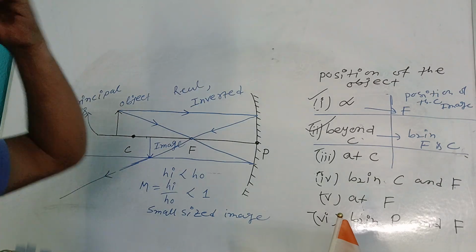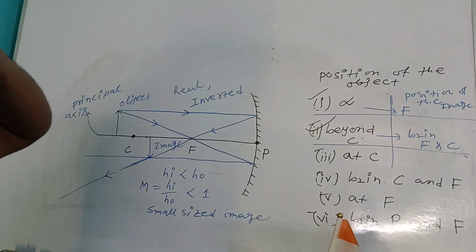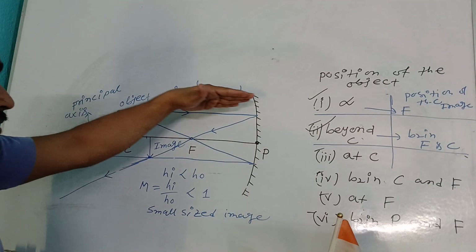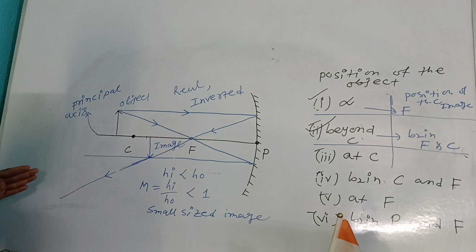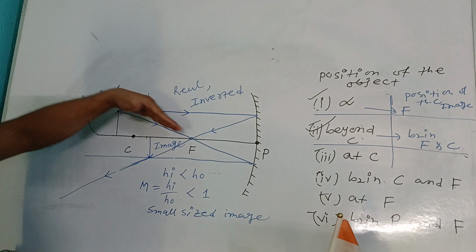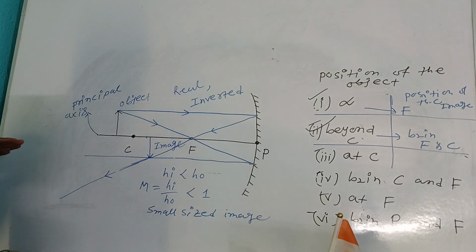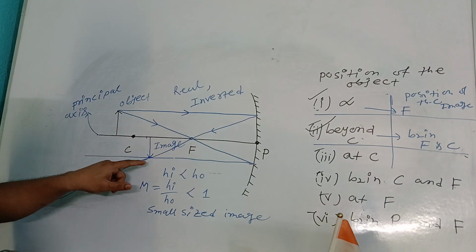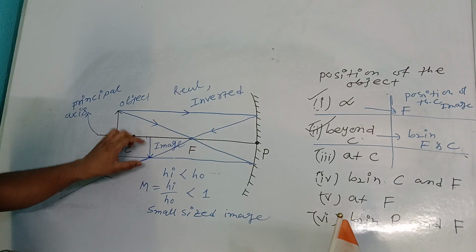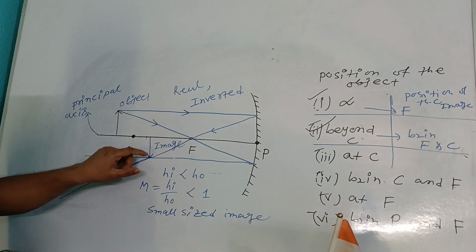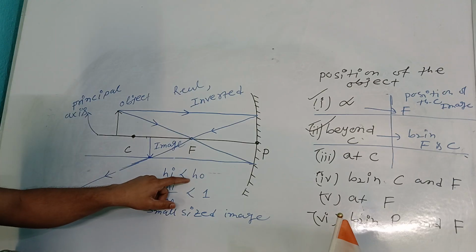So two cases we are considering: when it is parallel to the principal axis, after the reflection it is passing through the focus. When it is passing through the focus, after the reflection it is parallel to the principal axis, and they are meeting at this point. This is the image point. This is the image, it is the object. Image height is less than the object height.